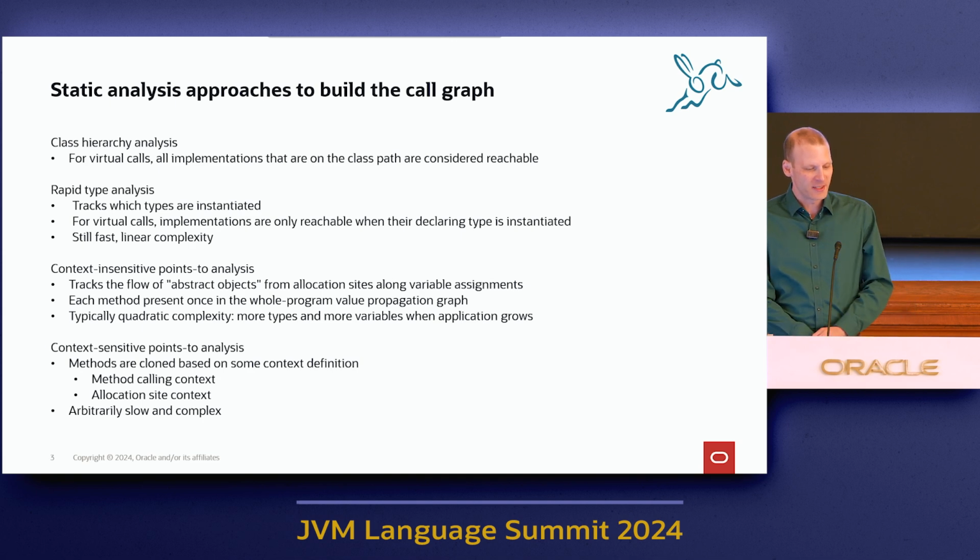So context-insensitive points-to analysis is usually considered a good baseline for an analysis, because it's still fast enough to be done, but precise enough.